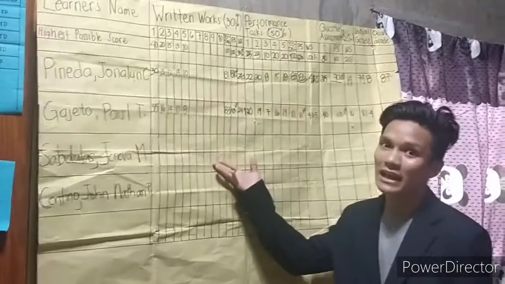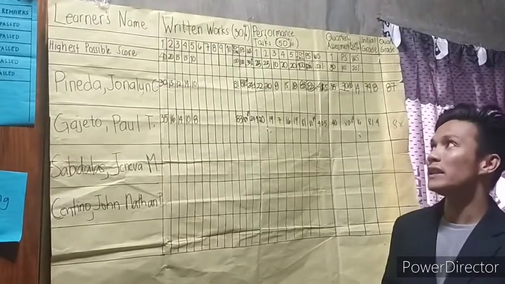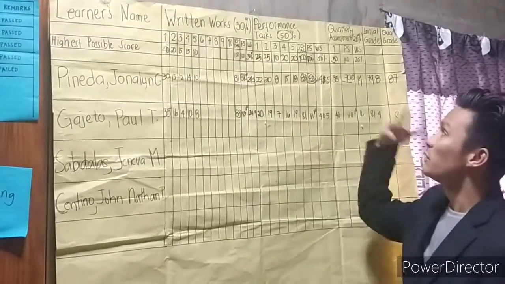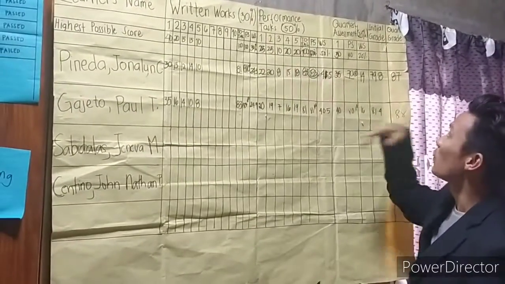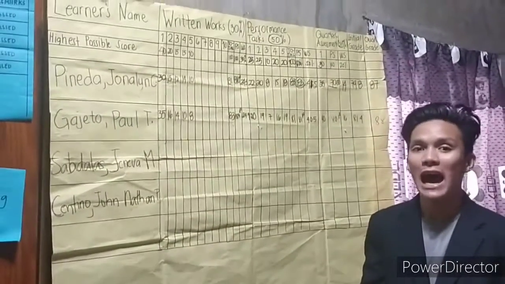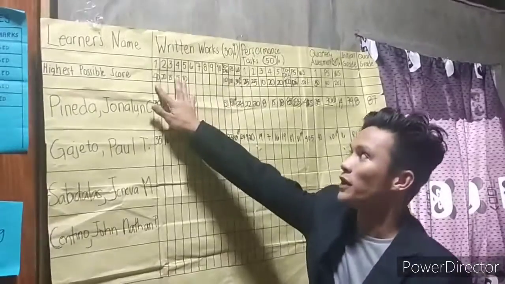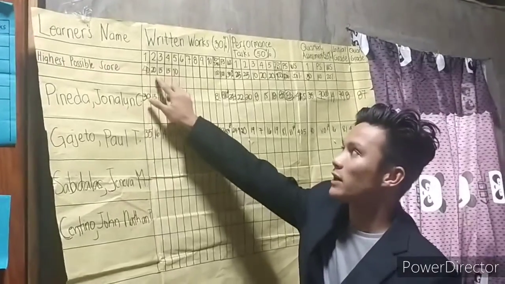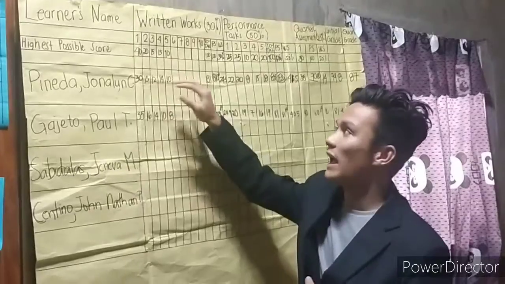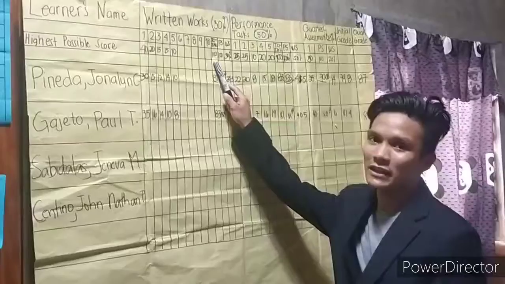First is the E-class grading system. For the E-class, there are three components: written works at 30%, performance task at 50%, and quarterly assessment at 20%. The highest possible score for the written works is 40 for the first, 20 for the second, 15 for the third, 15 for the fourth, and 10 for the fifth, for a total of 100%.